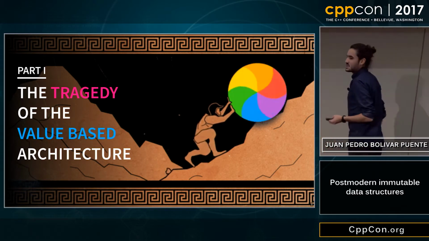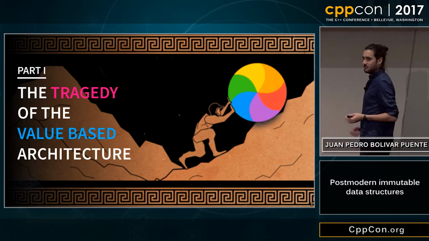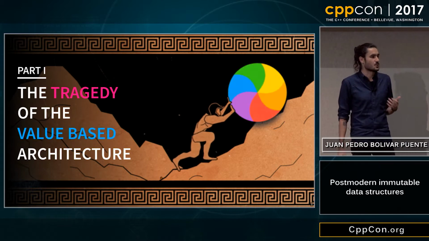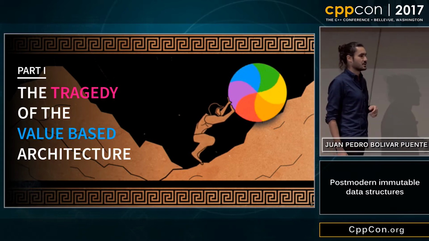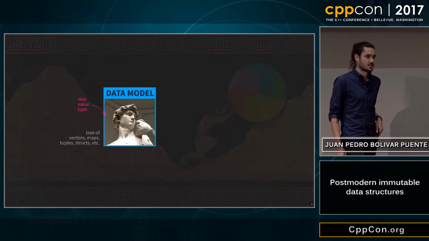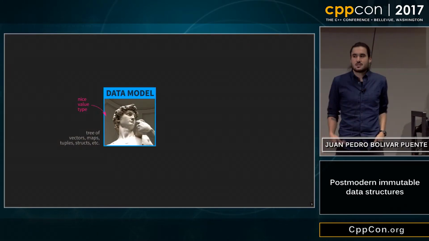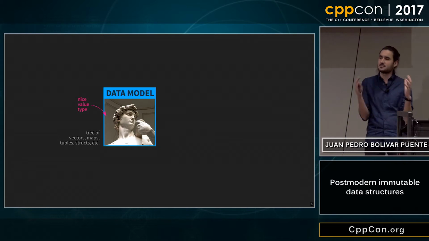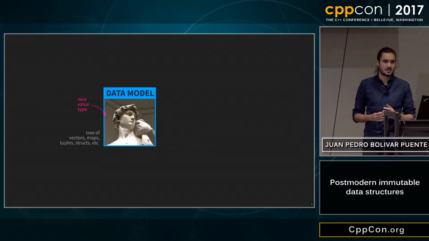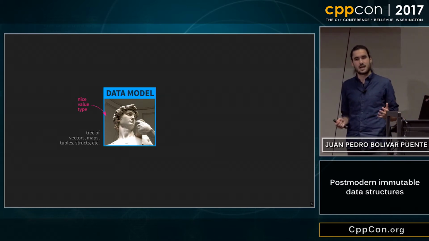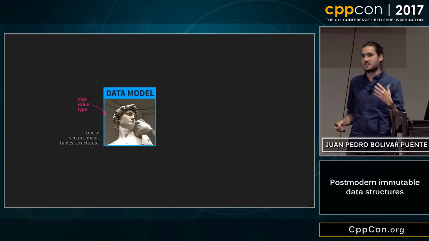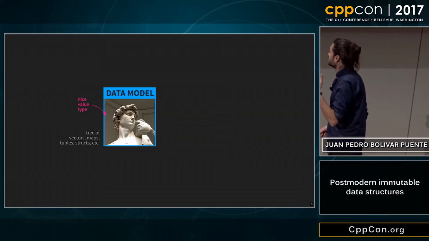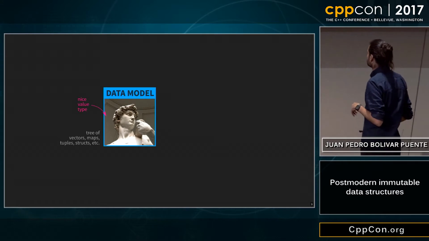So that's the thing, right? It's actually complicated to make value semantics scale. So that's why this first part of this talk is called the tragedy of the value-based architecture. And this tragedy starts with a lot of good intentions. So in the center of our architecture, we ideally have a data model that is composed of simple value types, like structs, std vectors, tuples, simple things.